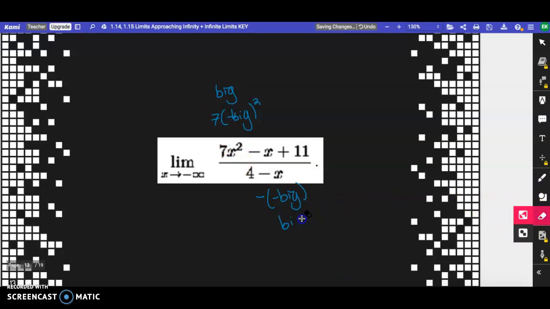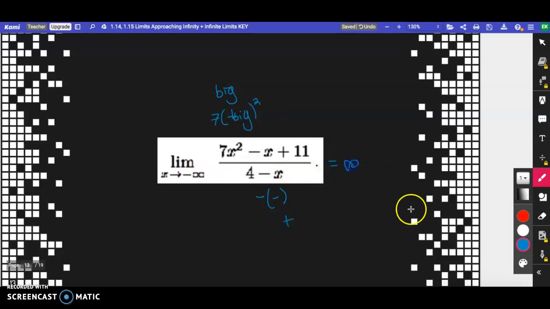So it might make a little more sense to just talk about what would happen on the bottom as far as signs go. So the negative would end up going to just positive. So you'd still end up with a positive big overall. All right.